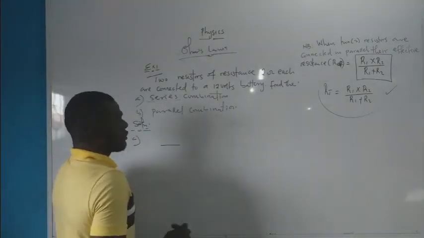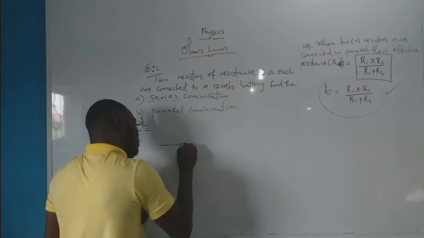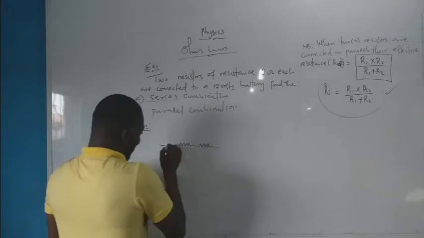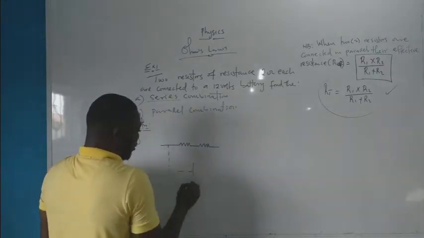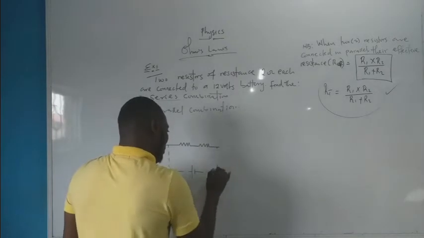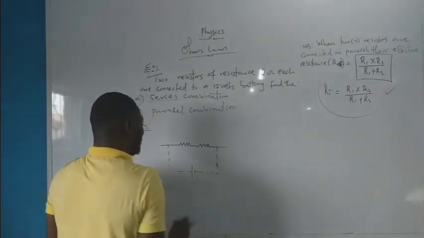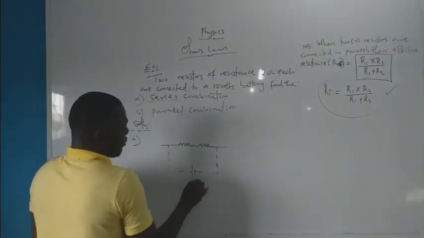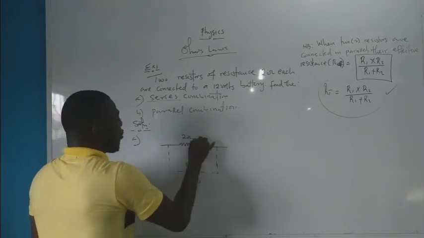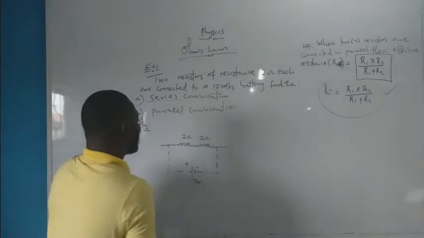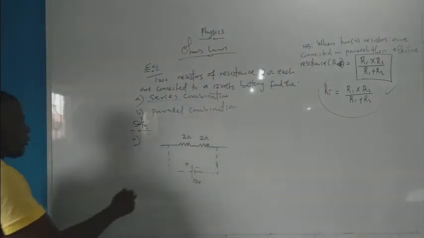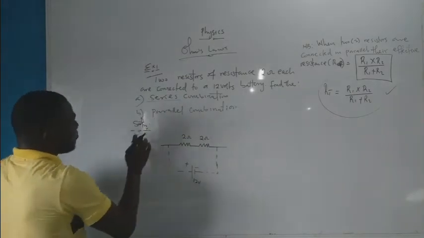Since you are told that they are in series first, connected to a 12-volt battery, that is the 12 volts battery. So 2 ohms each. So what will be the R total in series?